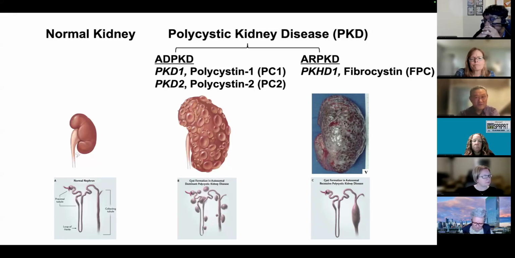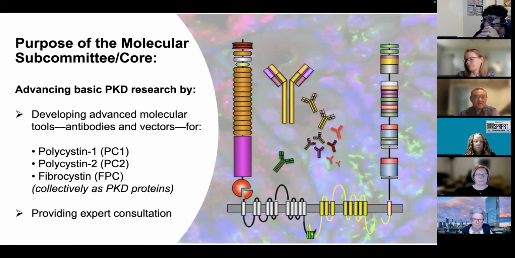But these are the three genes, PKD1, PKD2, and fibrocystin. Well, I call them collectively the PKD protein or PKD gene, because these are the three major genes affecting most of the PKD patients. So the purpose, the very objective of the molecular subcommittee or core, is really that we want to advance basic PKD research.